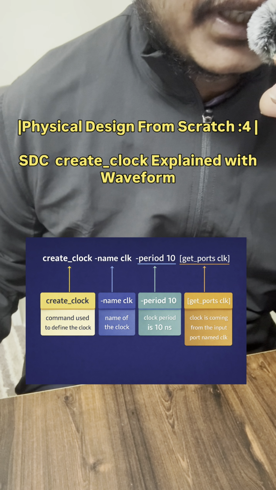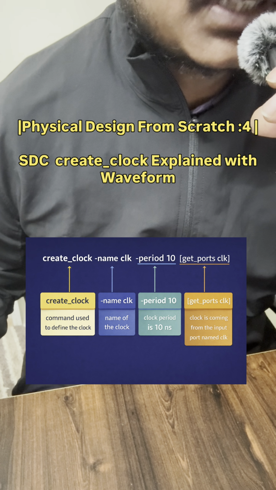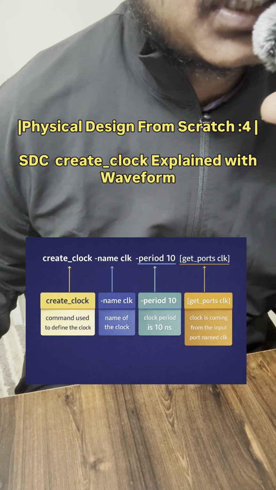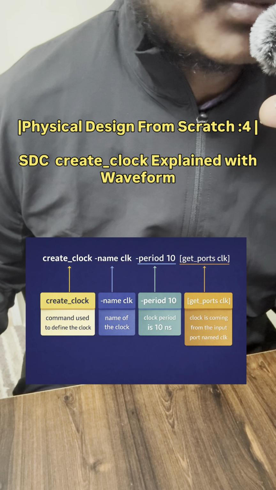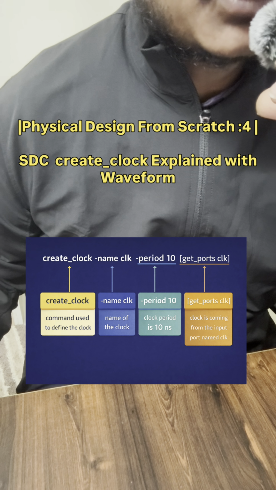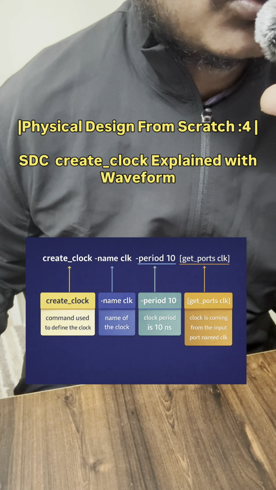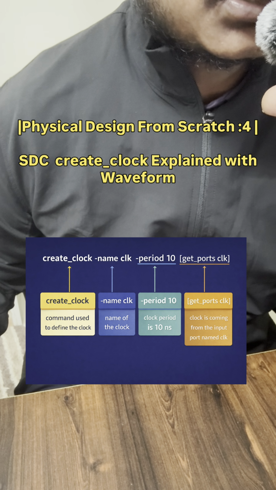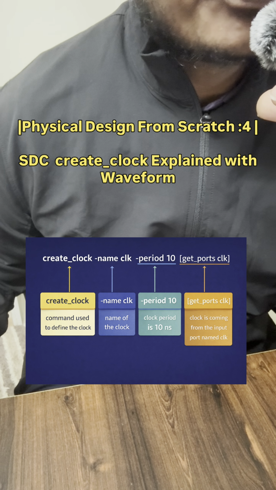And what happens after creating the clock? Once the clock is defined, the tool performs the timing checks, setup and hold checks. The setup check ensures the data reaches before the next clock edge. In this, the total delay must be less than the clock period. And the hold check ensures that data does not change immediately after the clock edge. This prevents incorrect data capture.